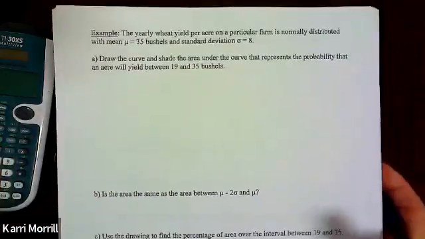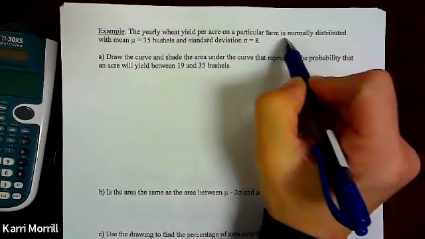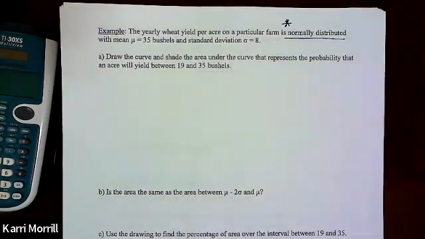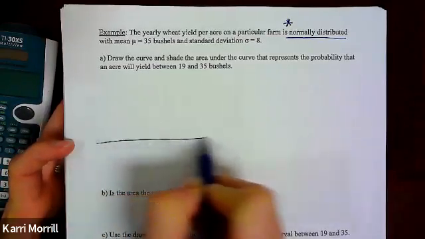All right, the yearly wheat yield per acre on a particular farm is normally distributed. You're going to read that a lot, but it is a keyword later. Normally distributed with the mean of 35 bushels and a standard deviation of 8. So they ask us to draw the curve and shade the area under the curve that represents the probability that an acre will yield between 19 and 35 bushels. So let's draw what they're saying.